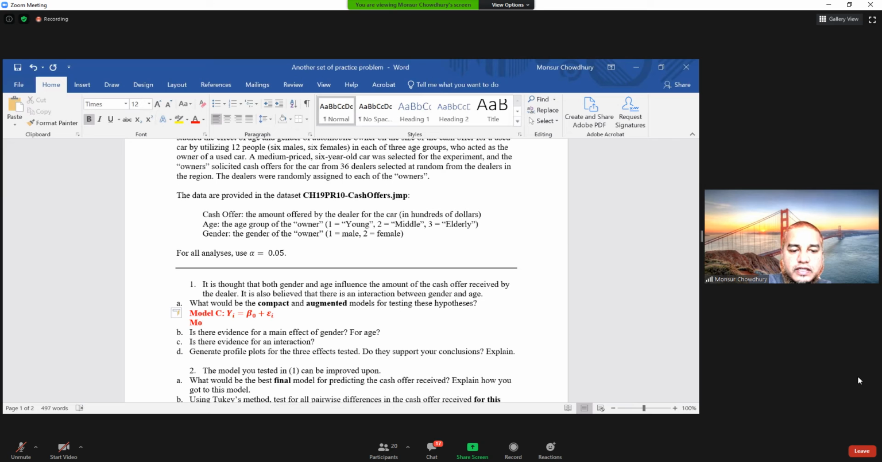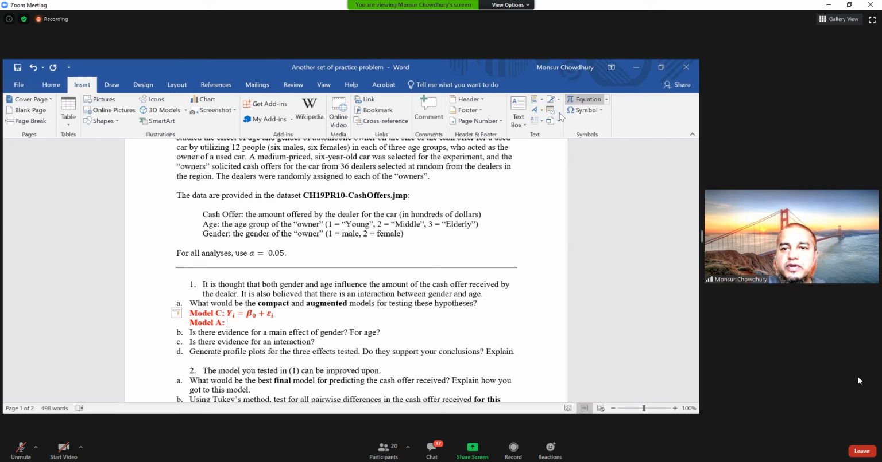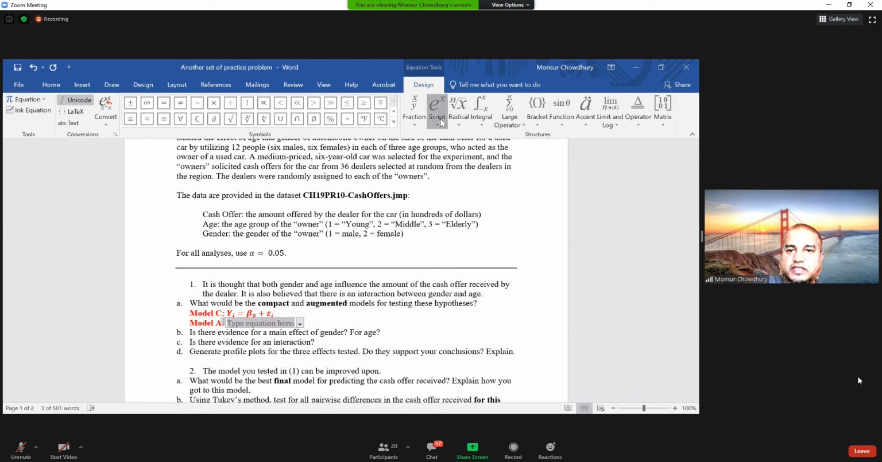Now Model A. Can anyone tell me what will be Model A? That's a very important thing you have to know. Yi equals what? How many contrast coded variables will we have to create? Then you can think of how many predictors we will have in total.